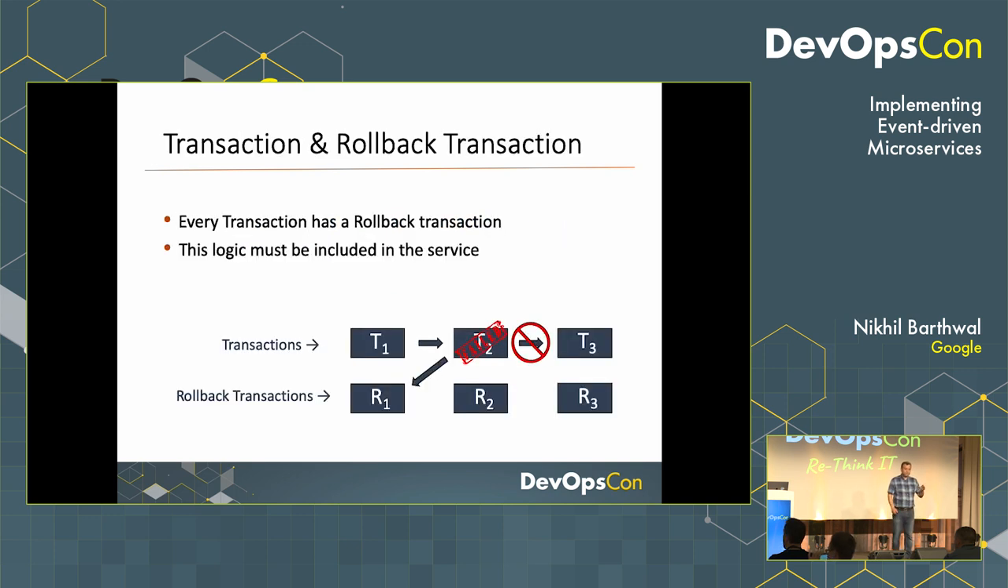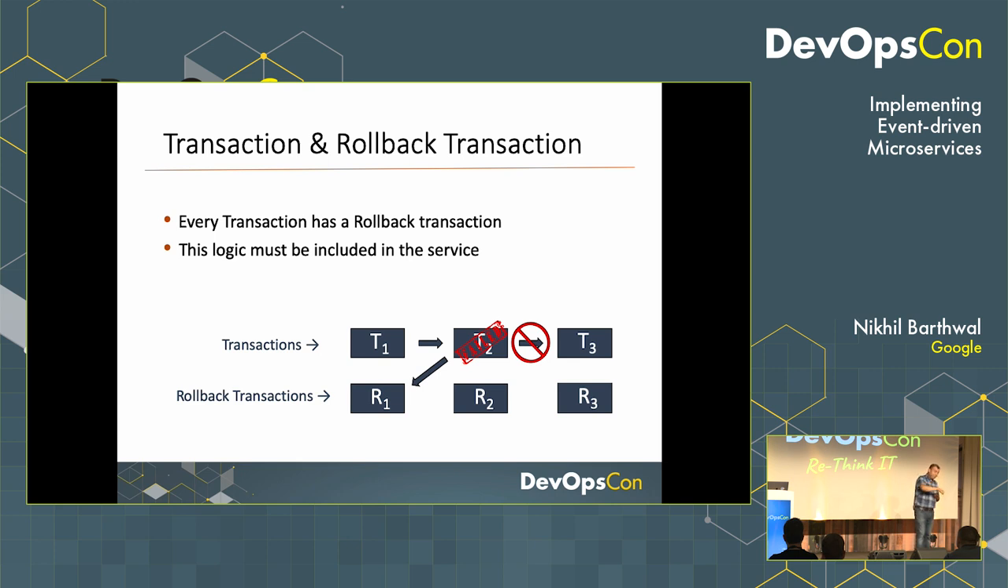For example, you have a transaction, and I'll give an example. You have transactions T1, T2, T3, and these are your sequence of actions. Each action, basically, a service would do some transaction and then put an event on the message bus, saying, okay, I've completed this. The second service picks up that event, does something, puts another event, and so on and so on. And let's say a service fails, because you could have a failure at any point of time.